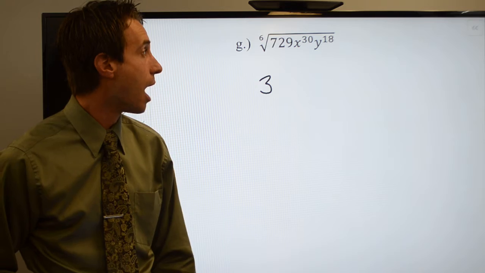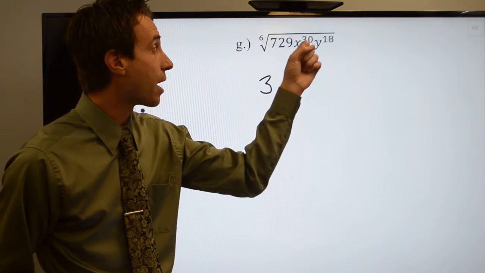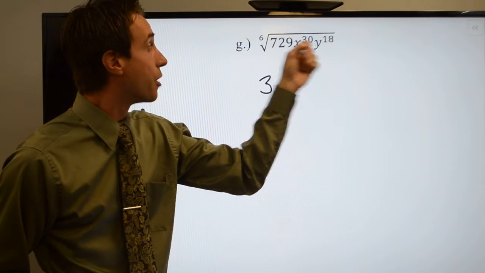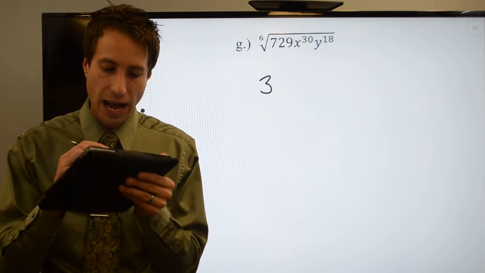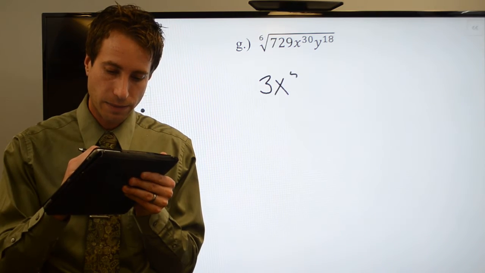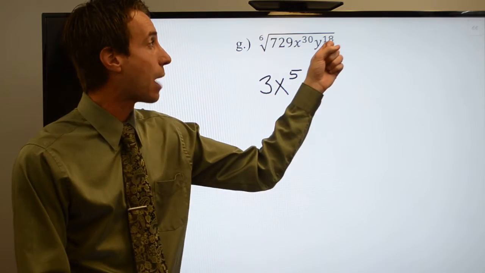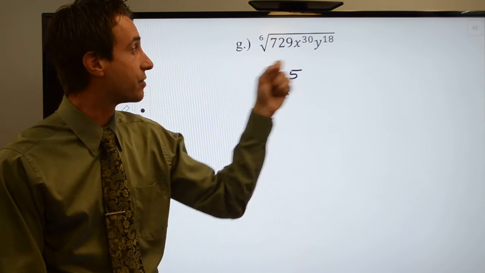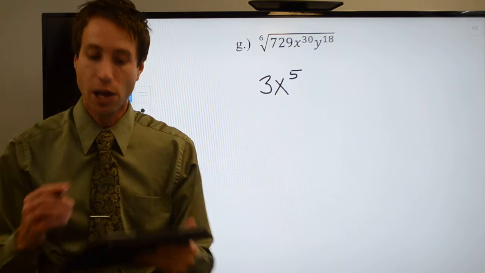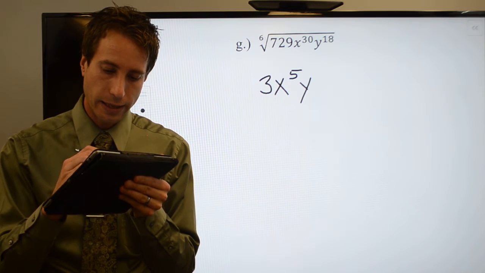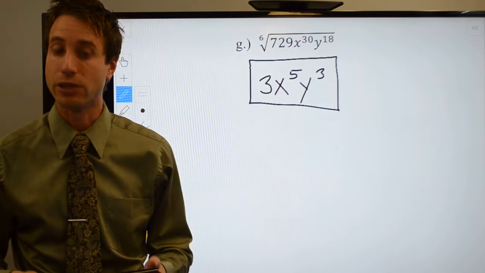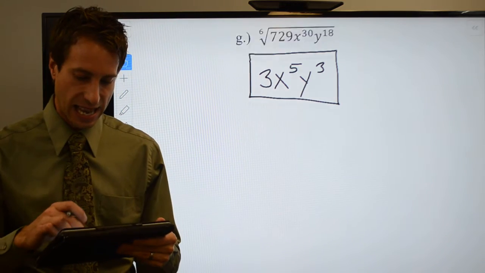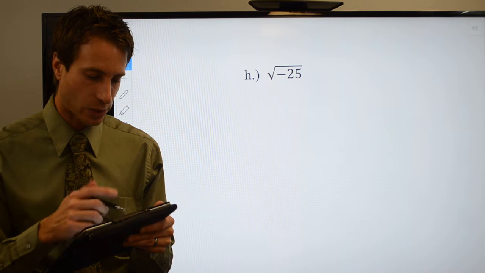Same thing. And then again, I have a power of 30. 30 divided by my index, which is 6. Well, 30 divided by 6 is 5. So it'll be x to the 5th. I have a power of 18, an index of 6. 18 divided by 6 is 3. So y to the 3rd. And that's all I can do to that one. Let's go ahead and slide on up here to the next one.